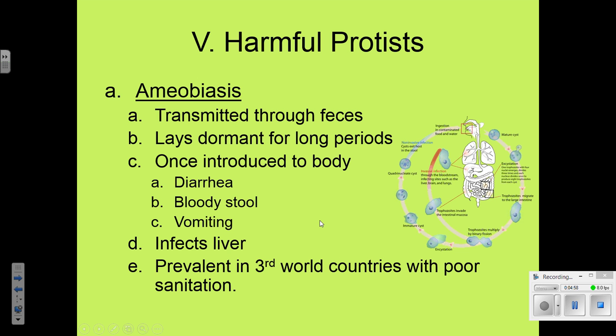And this is really common in third world countries that don't really have good sanitation going on. So maybe they're going to the bathroom in the streets or just wherever they feel like it. And so people come into contact with that fecal matter pretty easily and they're getting pretty sick. So amoebiasis is just one of those protists.